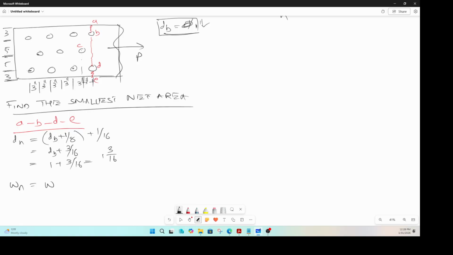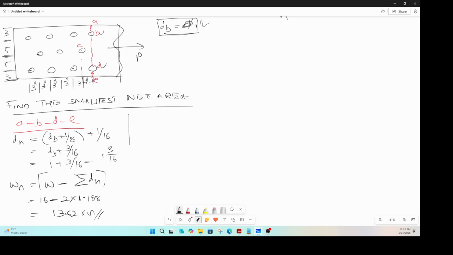Now the net width is the gross width, which is nothing but 3 plus 5 plus 5 plus 3, which is 16, minus the sum of however many bolt holes you have. We are talking about width, not area. So it is 16 minus how many bolts do we have? 2 bolts, in this case B and D, and the diameter of each hole is 1 and 3/16, that is 1.188. So this would be 13.62 inches.